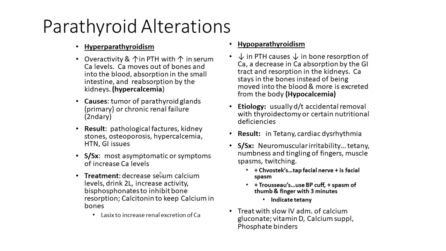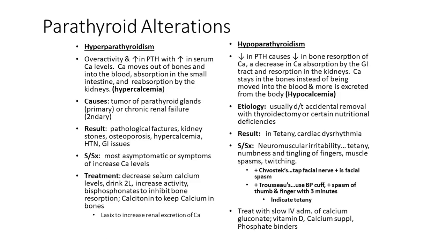Hyperparathyroidism, there's going to be overactivity. The PTH, the parathyroid hormone, is going to be increased. Calcium levels are going to be increased because it's causing more of the calcium to come out into the blood. More is going to be absorbed in the small intestine and reabsorbed in the kidneys, which is going to be hypercalcemia. Might be a tumor in the parathyroid gland, or chronic renal failure can actually cause hyperparathyroidism as well.